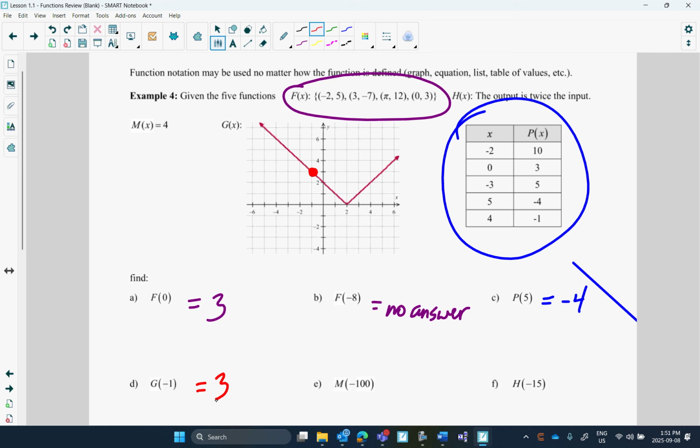M of negative 100. Don't overthink. It's 4. It doesn't matter what this is because there's no x to plug in here. The answer is always just 4. Nothing to plug in for x.